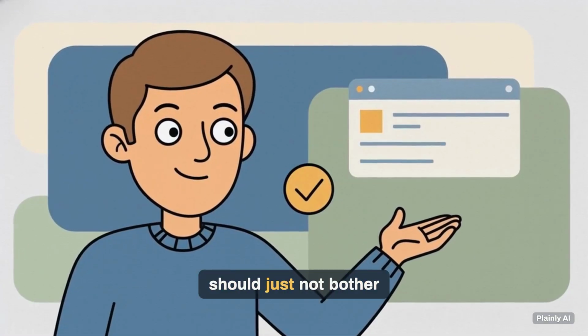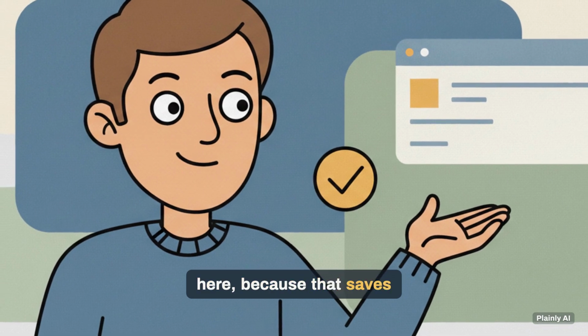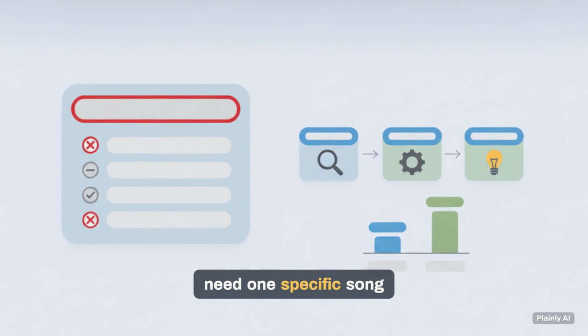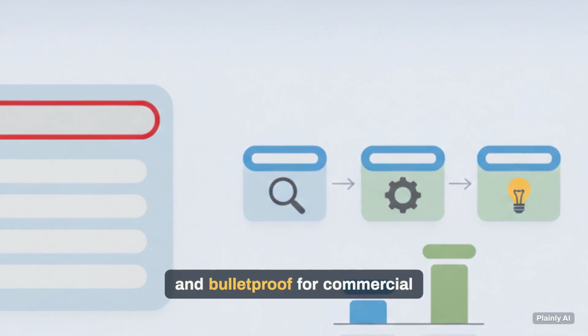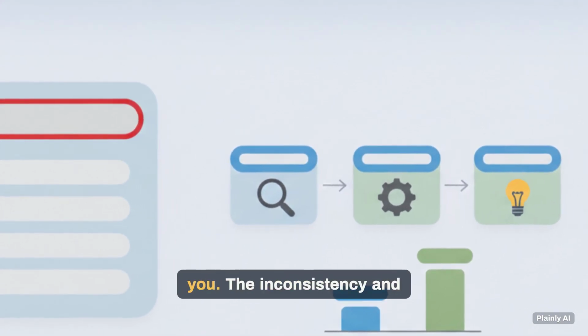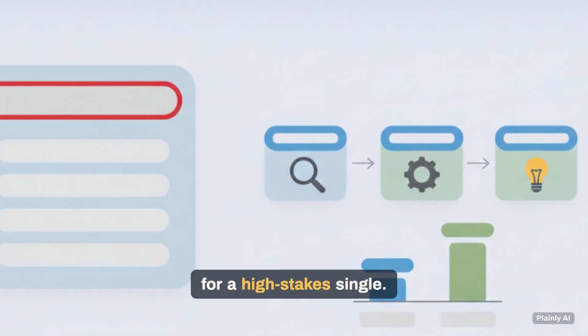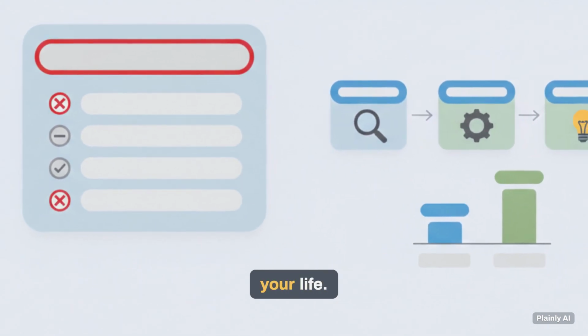So, who should just not bother with this at all? Be honest with yourself here, because that saves you the most time of anything in this whole tutorial. If you need one specific song that has to be exactly right, polished, foreground, and bulletproof for commercial release, Suno will frustrate you. The inconsistency and the rights questions make it the wrong tool for a high-stakes single. Hire a musician or license a real track and move on with your life.